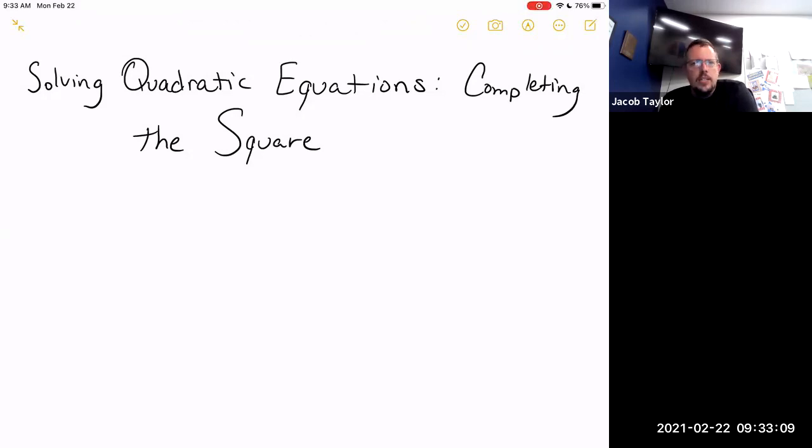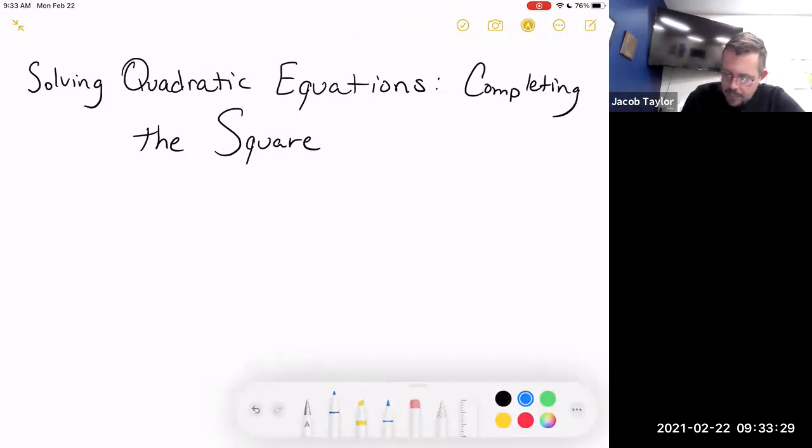Now, when I say square, I don't mean the shape, like 4 sides, 4 right angles. I don't mean that kind of square. I mean a polynomial that when you factor it can be written as the product of 2 identical binomials or a binomial squared. So let me give you an example of what a perfect square looks like.